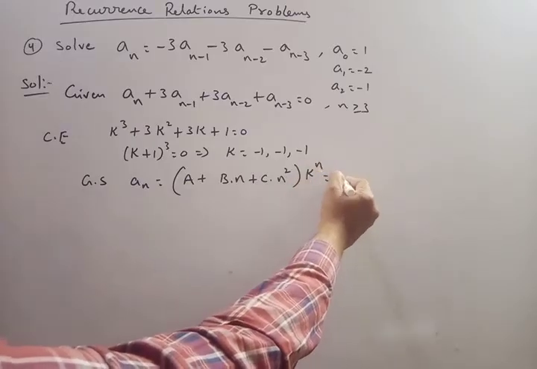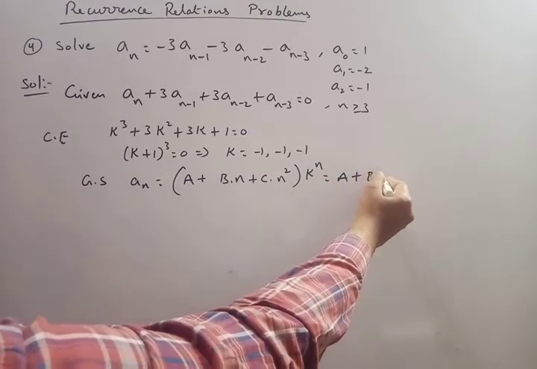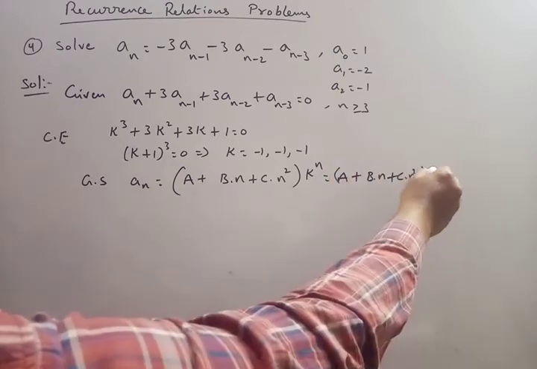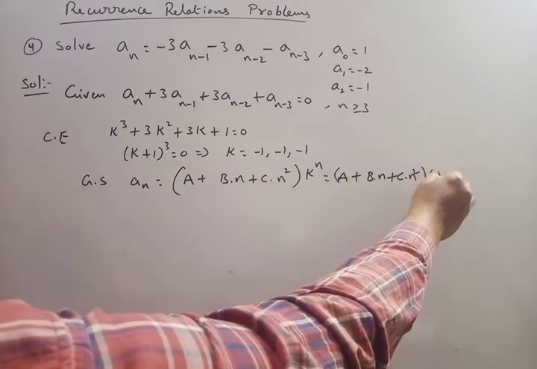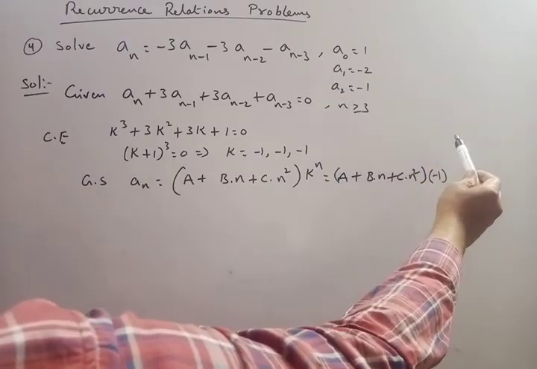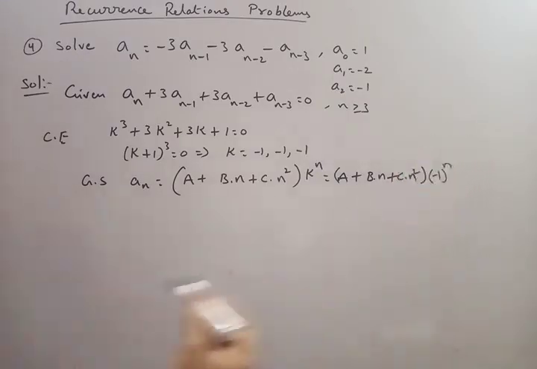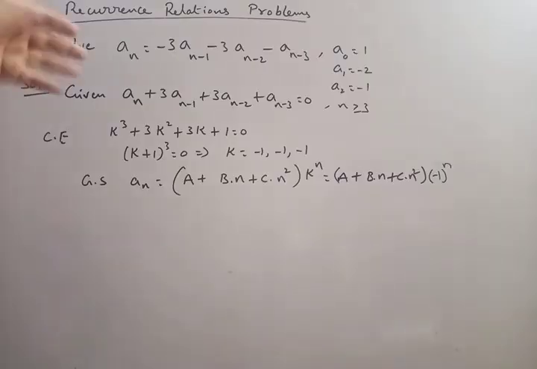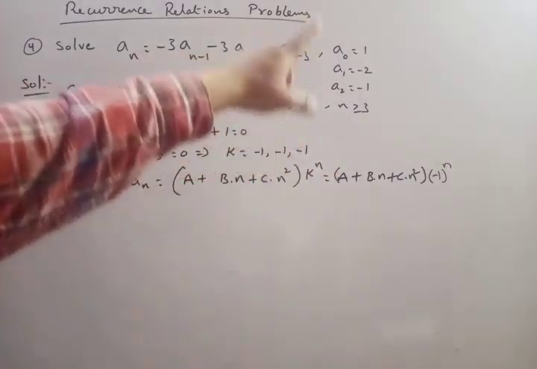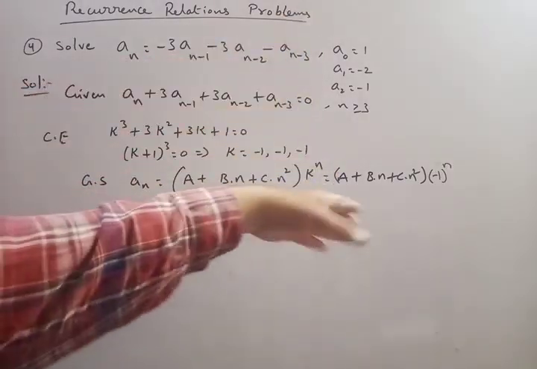That means a_n equals a plus bn plus c n square, into k, which is minus 1, power n. This is our general solution. If initial conditions are not given, our problem is over. Only till here you have to solve.